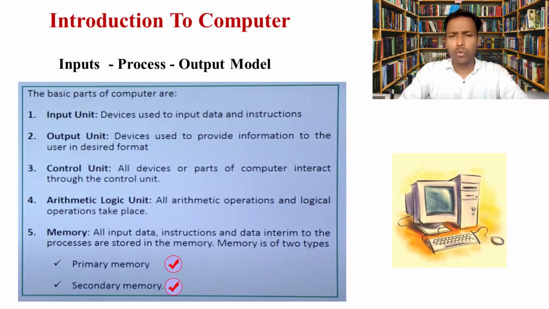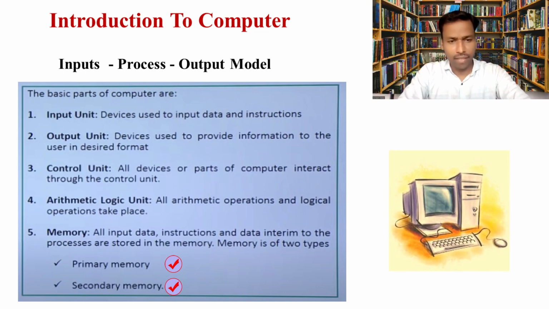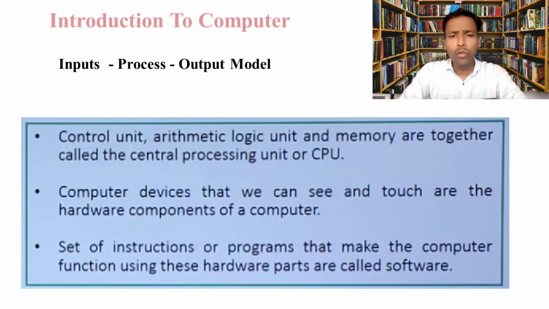The memory is of two types, primary memory and secondary memory. The input unit could be your keyboard or mouse. The output unit could be your printer or your monitor. These are some of the things that you should keep in mind about the computer. The control unit, the arithmetic logic unit, and the memory unit are together called the CPU or central processing unit.